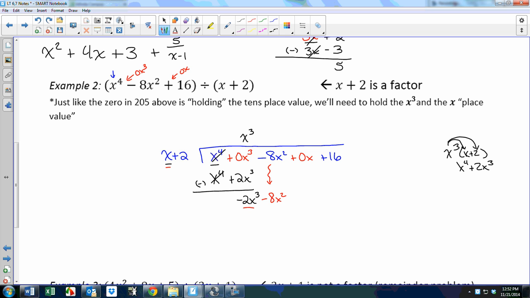I'm looking at the x and the -2x cubed. What would you multiply x by to make -2x cubed?